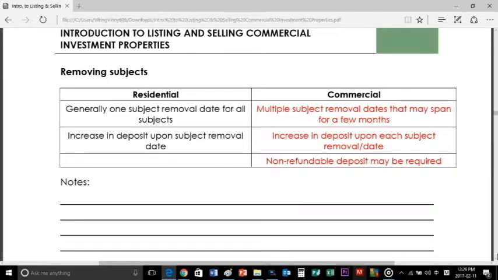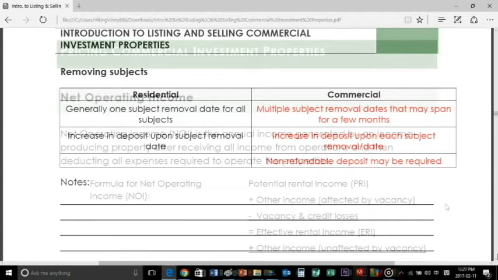Removing subjects. Residential, you have generally one subject removal date for all subjects. Commercial, you have multiple subject removal dates that may span a few months. Residential has an increase in deposit upon the subject removal date. Commercial has an increase in deposit upon each subject removal date. Commercial also has a non-refundable deposit.